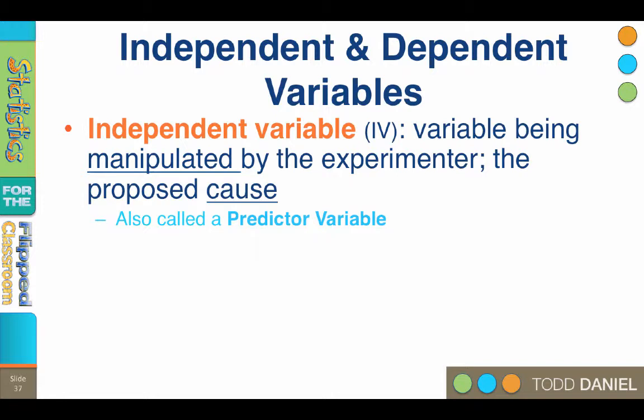In research, we use independent and dependent variables. The independent variable, or IV, is the variable that is manipulated by the experimenter. The IV is the proposed cause, also known as a predictor variable.